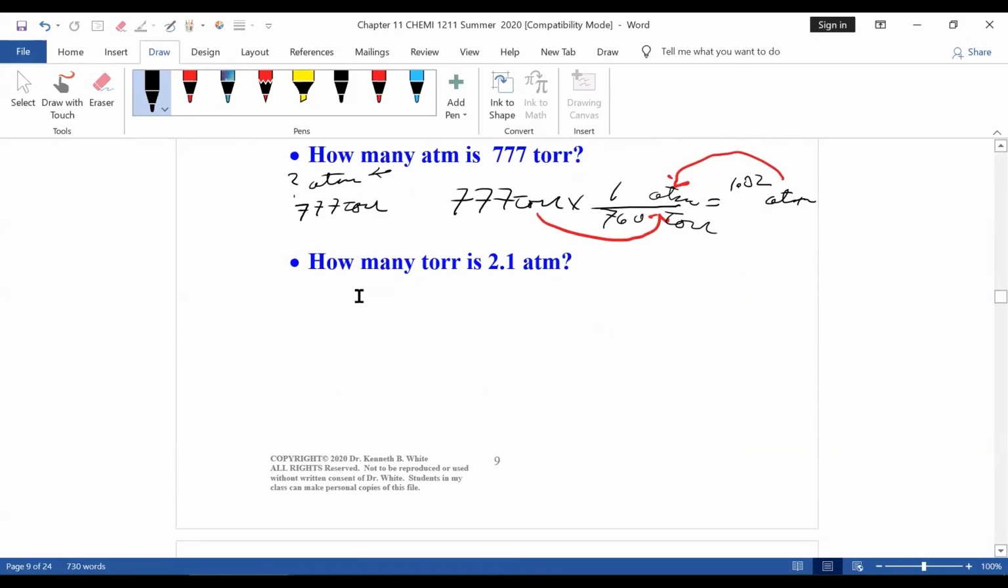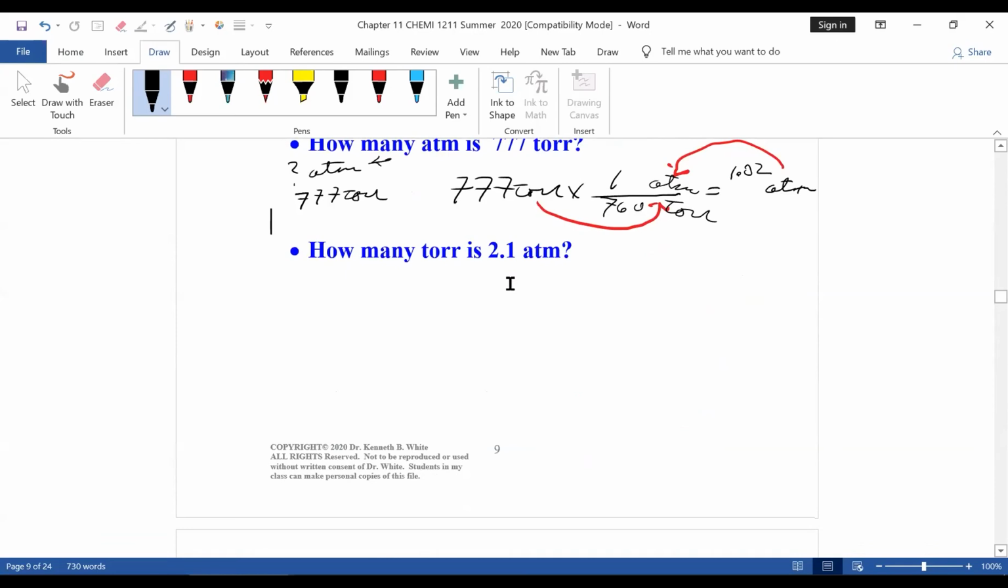Why don't you do the last one on the page? How many torr is 2.1 atmosphere? You can't see it, so I'll write it down here. 760 millimeters of mercury equals 760 torr equals 1 atmosphere.